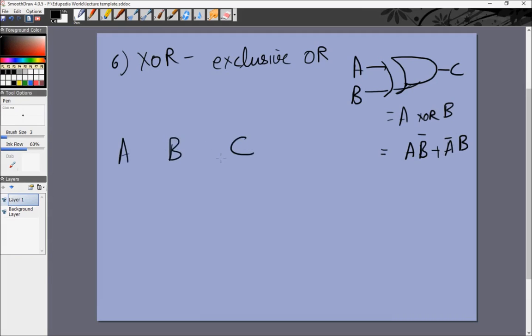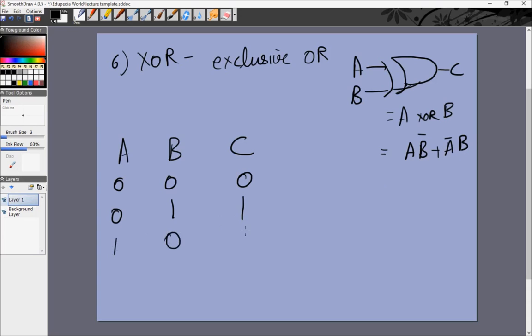A, B, C. If both of them are 0, then obviously A and not B would be 0 and 1, which would be 0. And again, not A and B would be 0, and 0 or 0 would be 0. Let's take 0 and 1. So not B now would be 0, and 0 and 0 would be 0. Not A would be 1 and B would be 1, so both of them ANDed would be 1, and 1 OR with something is 1, so this is 1.